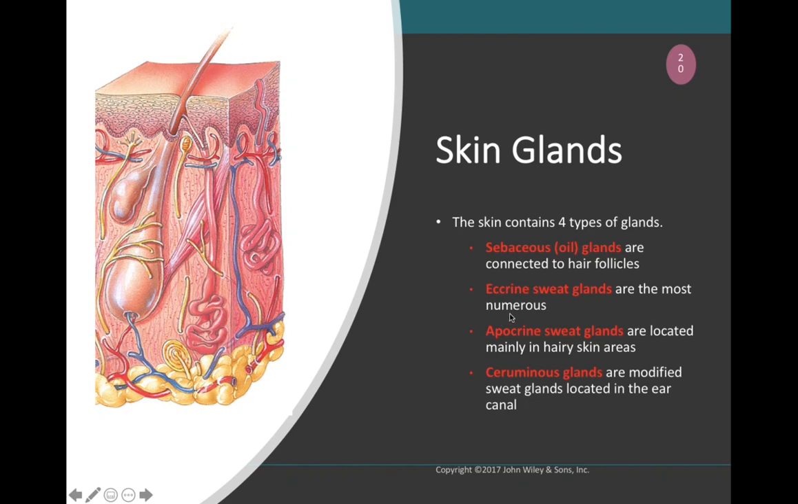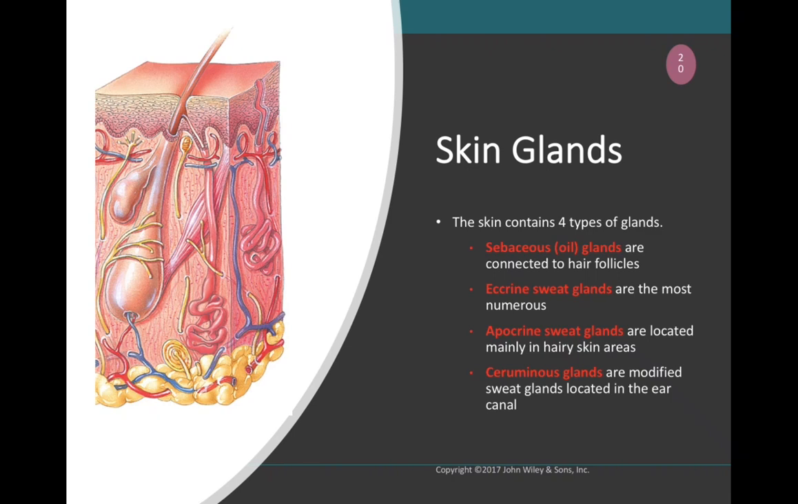Eccrine sweat glands are going to be the most common, and we actually will find these on all types of skin. Both thick skin and thin skin will both contain eccrine sweat glands. This is different from the sebaceous glands. There are no hair follicles that can be found on thick skin, and therefore, since there are no hair follicles found on thick skin, there will be no sebaceous glands that are found on thick skin.